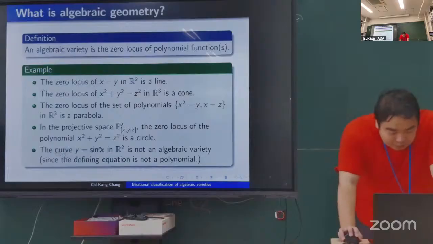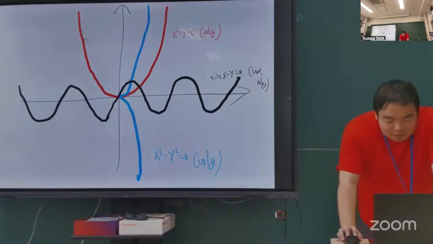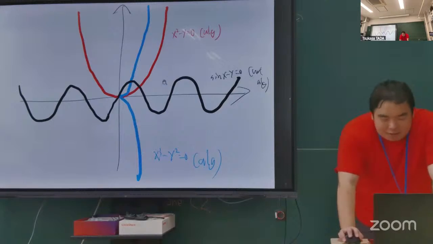And the curve y equals sine x is not an algebraic variety because the defining equation is not a polynomial. Such as this one: the red one, the parabola, is defined by x squared minus y equals 0, so it is an algebraic variety. The cuspidal curve is defined by x cubed minus y squared equals 0, so it is also an algebraic variety. But the sine curve is not an algebraic variety because the defining equation sine x minus y equals 0 is not a polynomial.